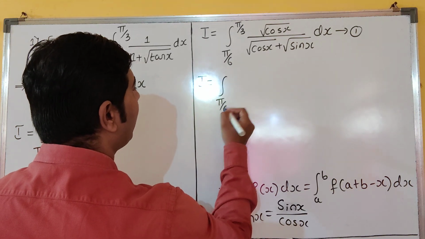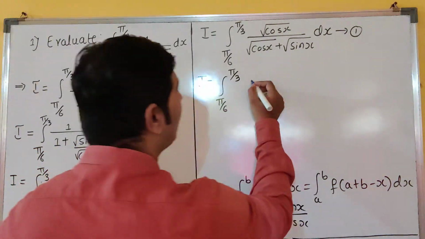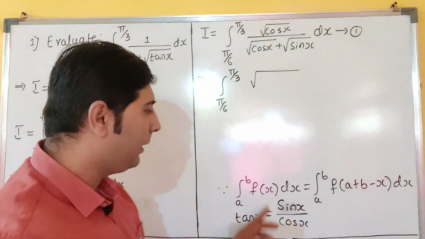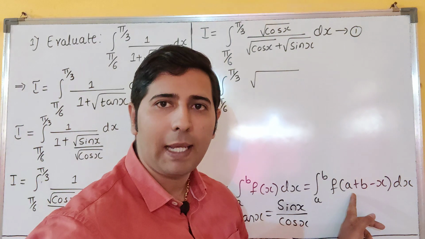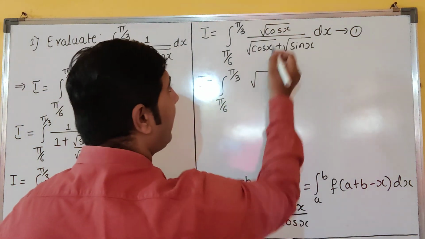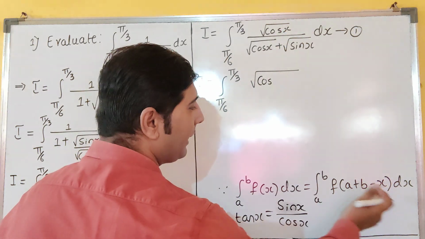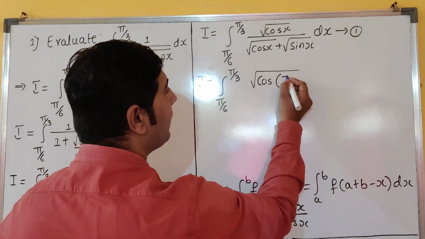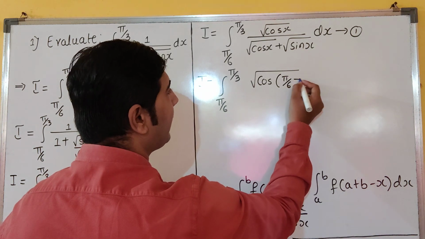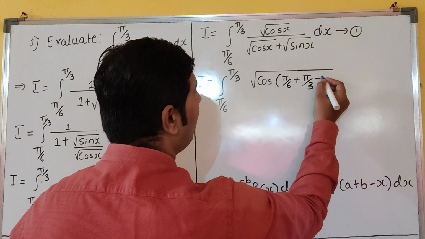Integration pi by 6 to pi by 3 root. So now see, in the place of x what have you replaced? A plus b minus x. Wherever x is there you have to substitute. What? A plus b minus x. A is what? A is pi by 6 plus b is pi by 3.